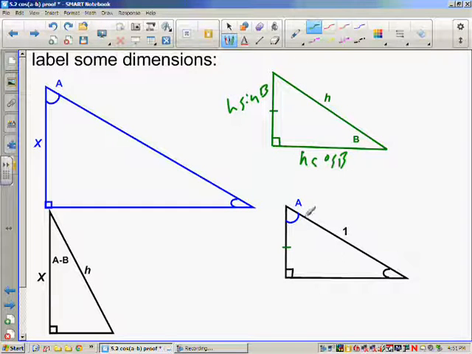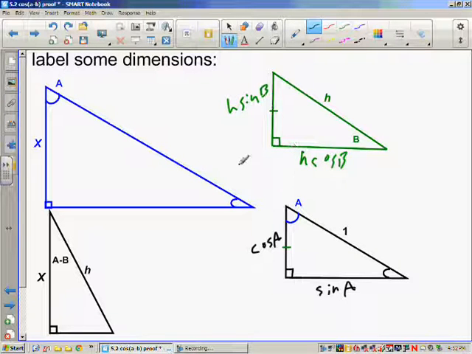Following up down on the bottom here, I have an angle A with a hypotenuse of 1. That's rather convenient. That lets me say that the vertical side here is going to be adjacent to A, so it's 1 times cosine A. I can just write cosine A. Likewise, 1 times sine A is the side opposite. I can just put sine of A.